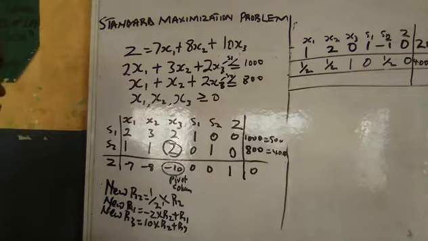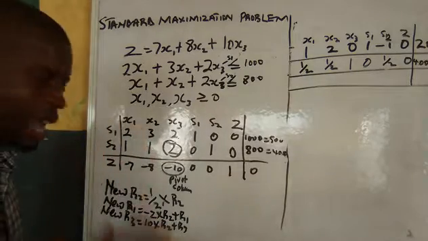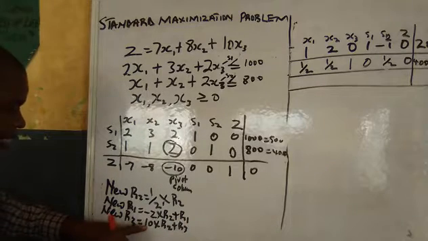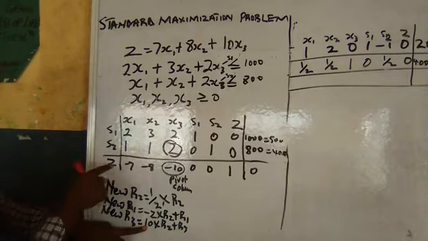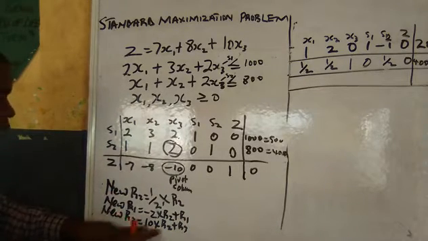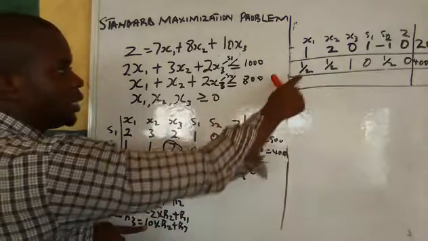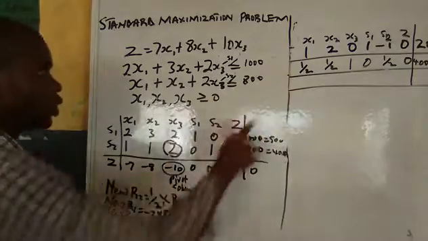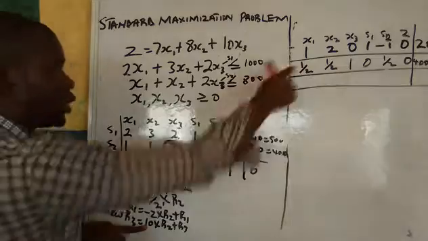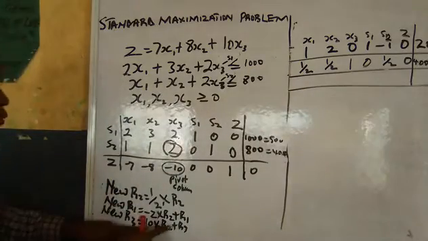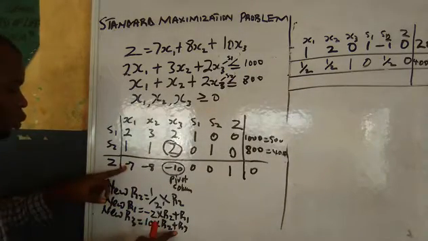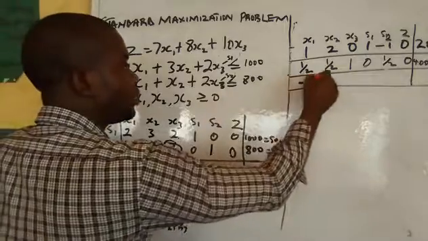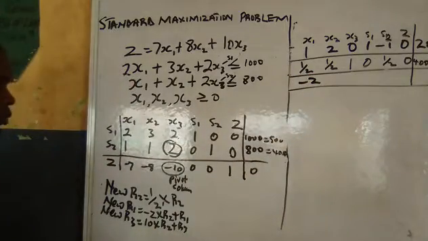So we start. Don't just relax. You're going to get it right now. Now this is 10. We are starting from here. 10 times R2. We are using here. 10 times 1 over 2 is going to give you 5. Then 5 plus minus 7 is going to be minus 2.